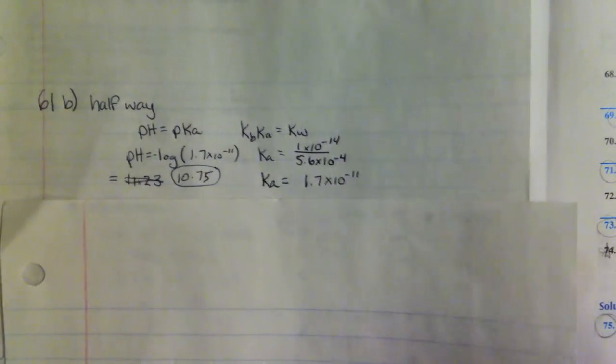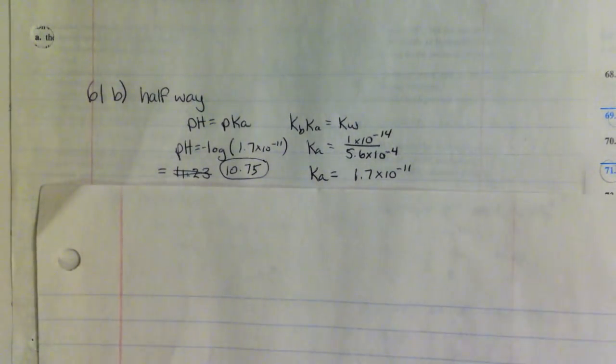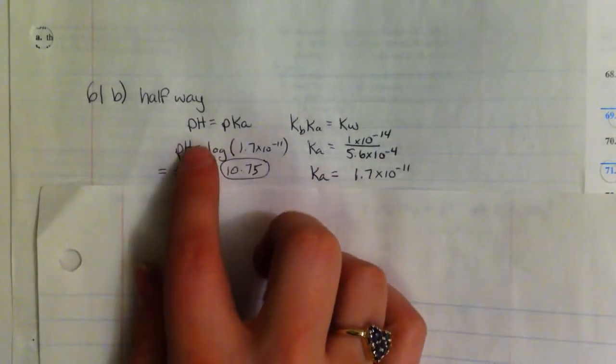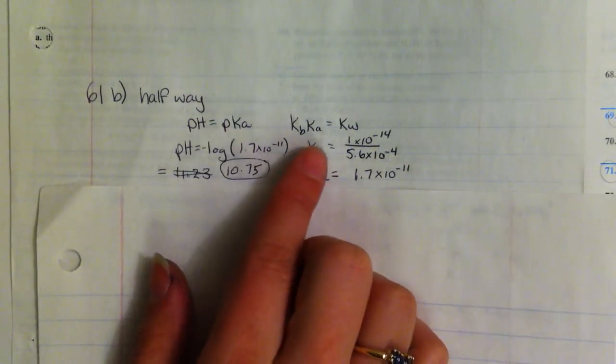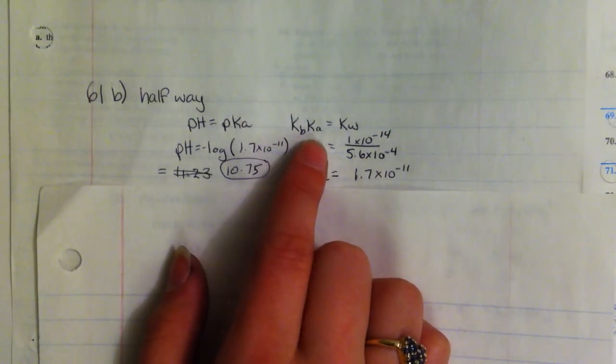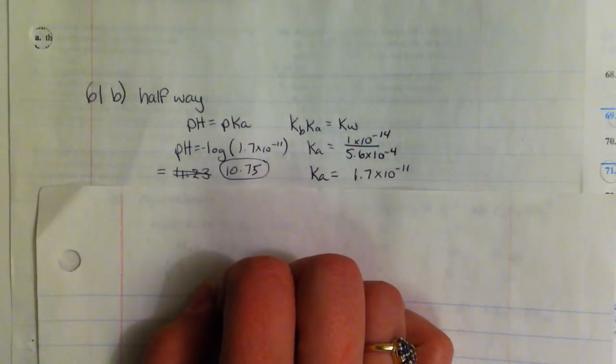Okay, this podcast shows 61b, which is one of your homework problems. The first thing that we have to do is find the pH at halfway to the equivalence point. So you need to remember that pH equals the pKa. We have the Kb, so we need to switch it to the Ka using Kb times Ka equals Kw.